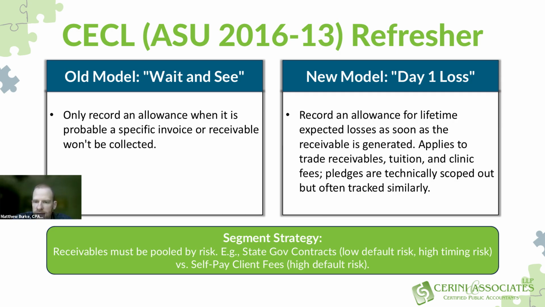This is for trade receivables, tuition, fee-for-service, revenue type receivables. This is not for contributions. Pledges and contributions are specifically scoped out of this. They're not covered by this credit loss model, but really you can approach it the same way and get to the same point if you did that. And we wrote here at the bottom that segmenting is important. Receivables should be pooled by risk. If you have higher risk receivables versus lower risk, they should have different models applied to them to determine what the bad debt reserves should be. We'll get into that.